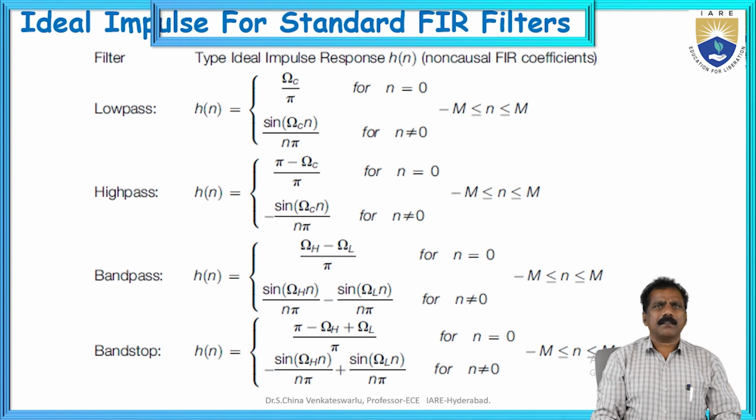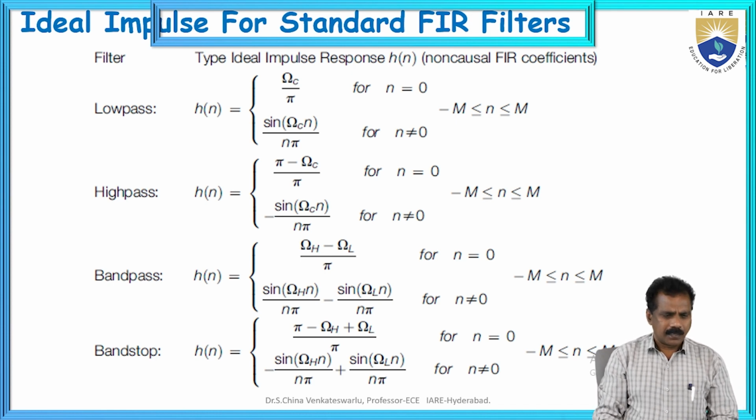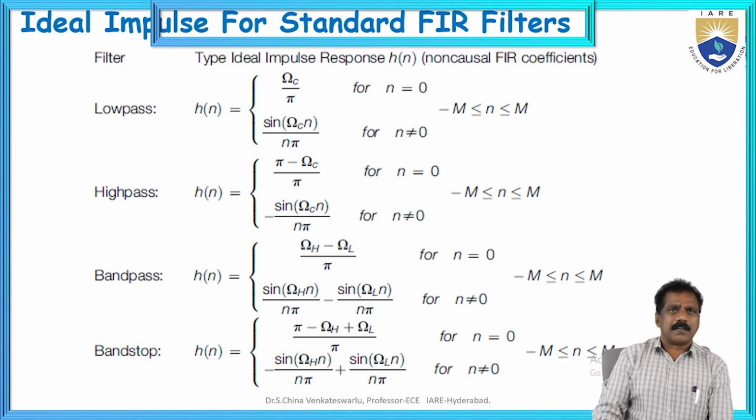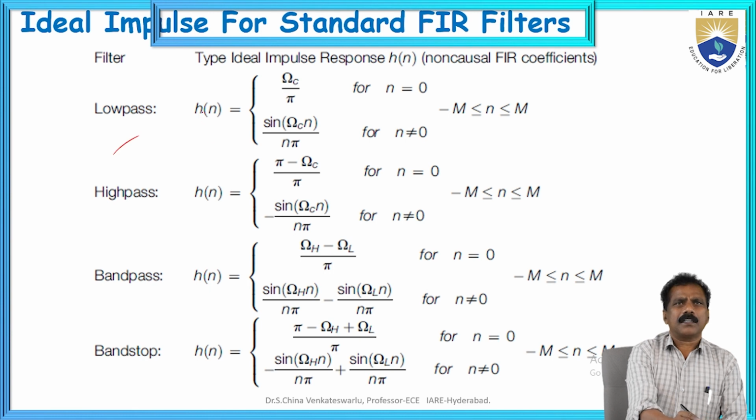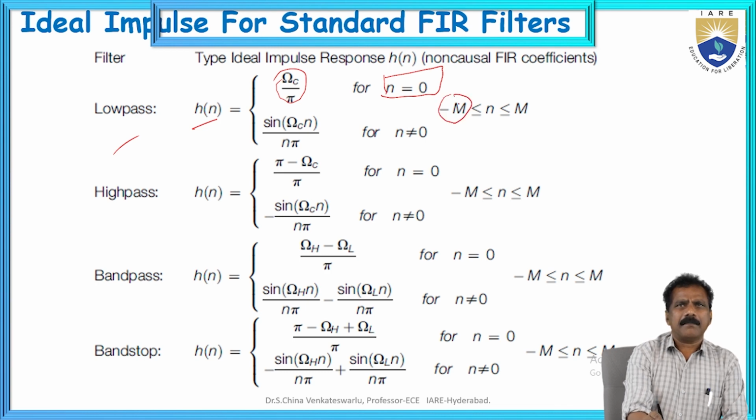Here we know the filter types and their ideal impulse response h of n, the non-causal finite impulse response coefficients, for low pass, high pass, band pass, band stop and so on. Initially, for a low pass filter, h of n equals omega c by pi for n equal to 0, with minus M less than or equal to n less than or equal to M. And h of n equals sine of omega c times n by pi n for n not equal to 0.